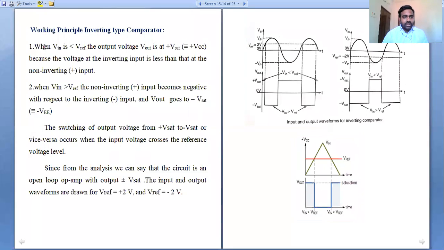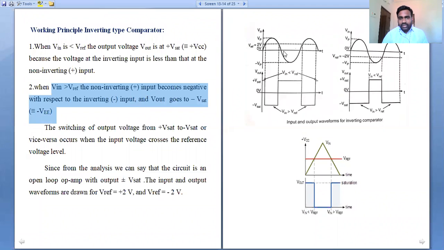The first condition of the inverting type comparator is that the input voltage is less than the reference voltage, and the output voltage will be plus Vsat. The input voltage is 0 volts and the reference voltage is 2 volts. That's why here we have plus Vsat. Later, from this peak to this peak, the input voltage is greater than the reference voltage. That's why here we have the minus Vsat condition.